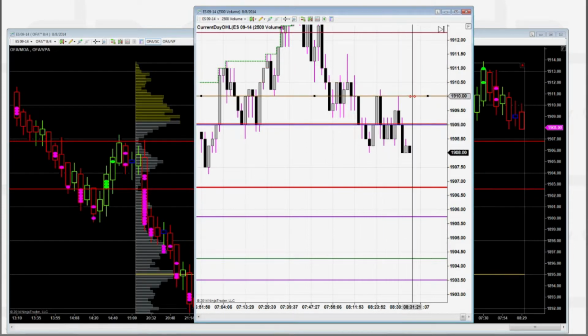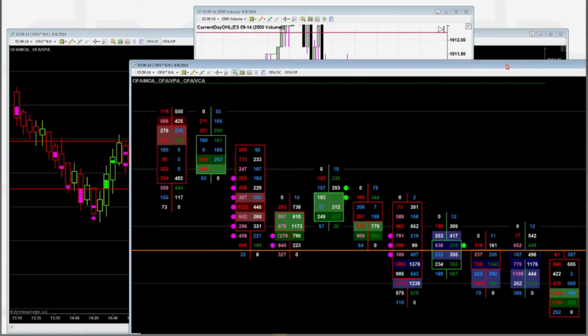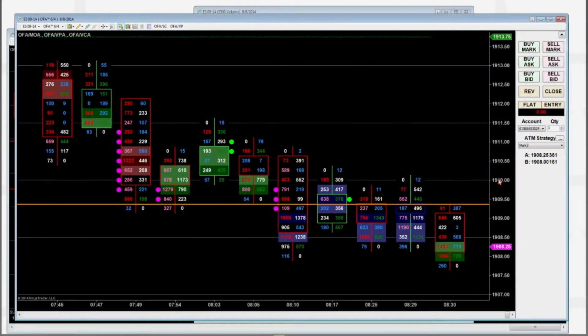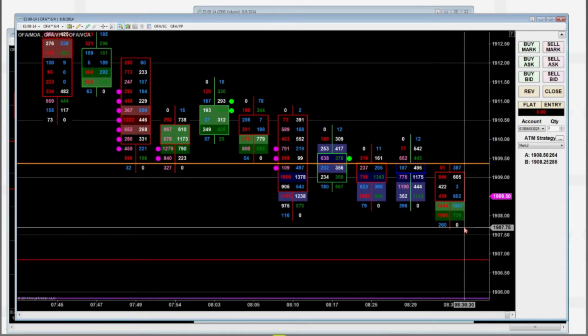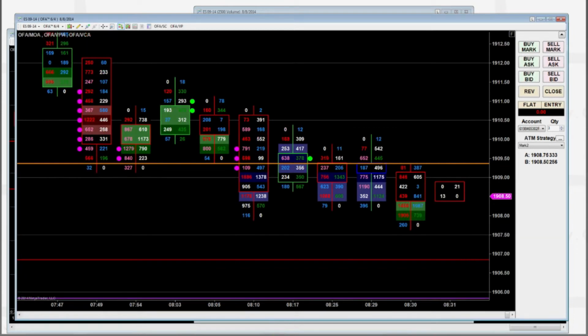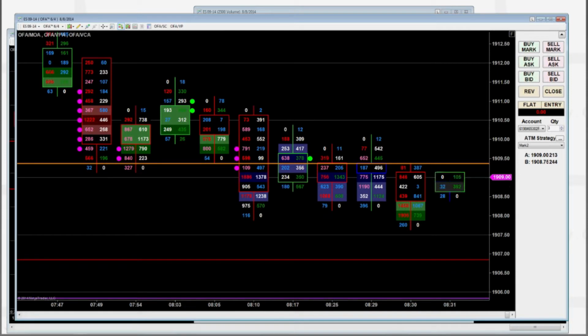First swing high was here, 1910. Now we're coming down to this level, 1907.75. Because we're coming down here, here was my first opportunity for a trade. We're down to 1907.75. Remember, this was a low volume area in the overnight as well.